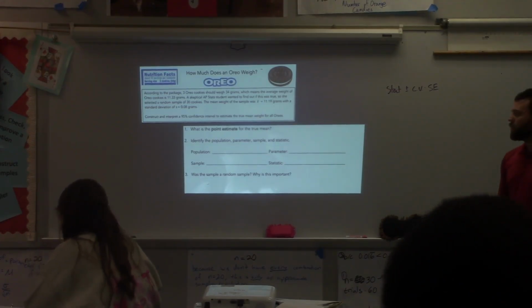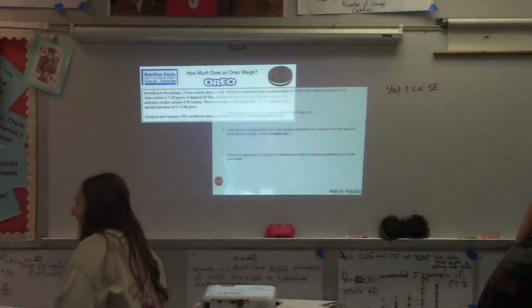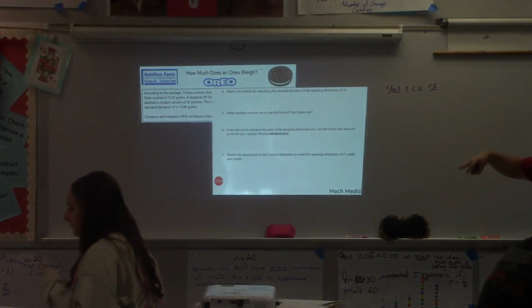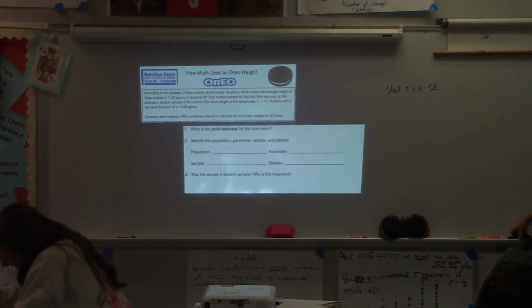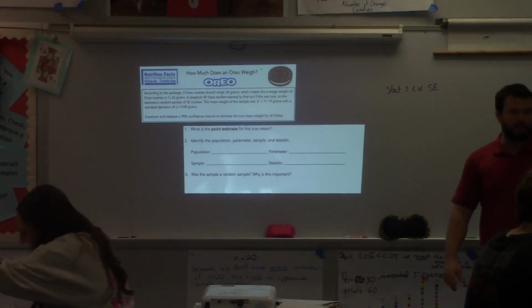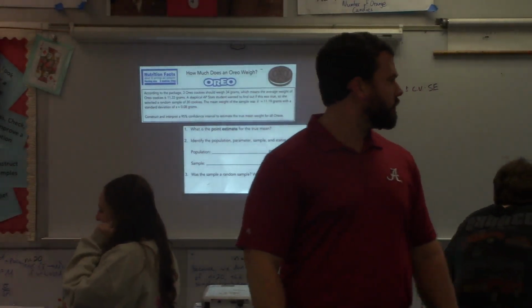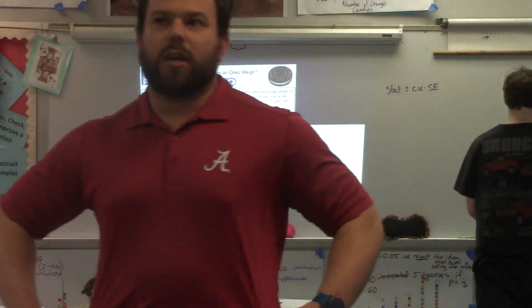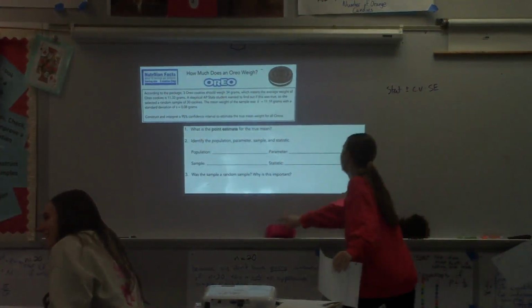Alright, I want you to go ahead and work through this with your small groups. You can do vertical surfaces or not. You should be able to work through number 7, so I'm going to give you all 10 to maybe 15 minutes to work through number 7 together. The true mean weight of all Oreos.